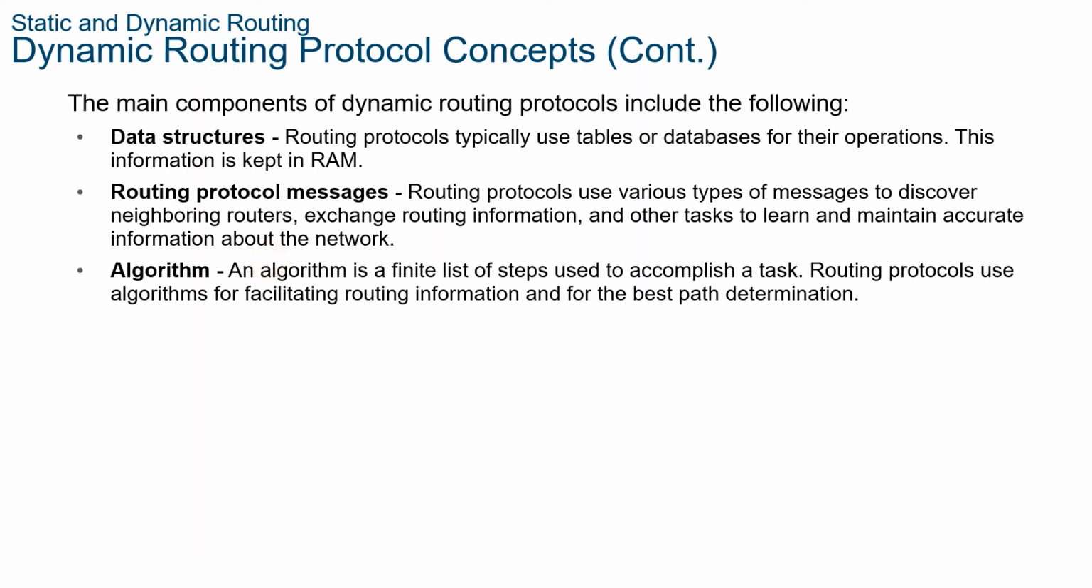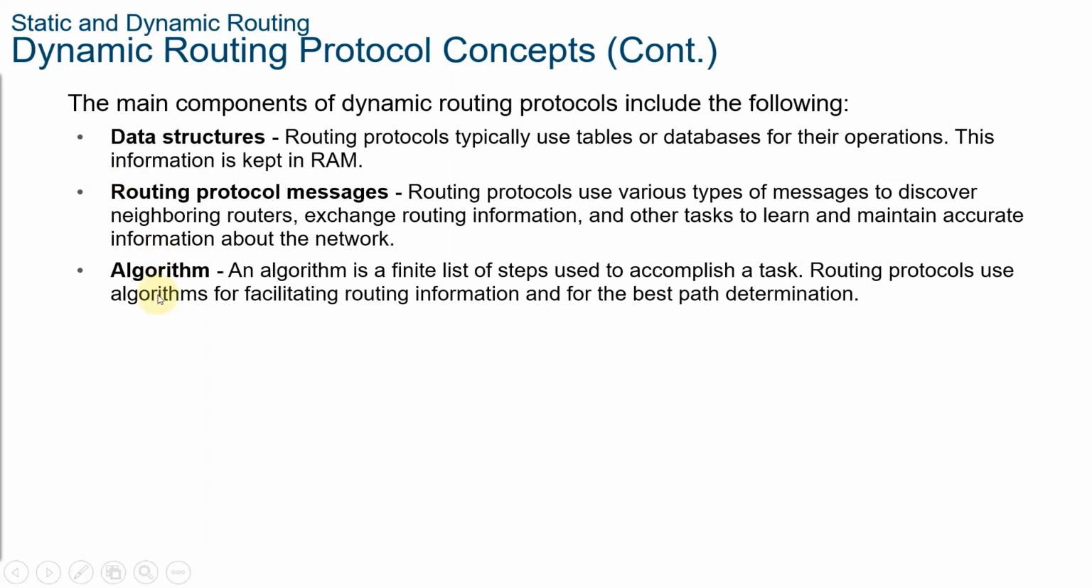The main components of dynamic routing protocols include the following. First, data structures, okay? Routing protocols typically use tables or databases for their operations. This information is kept in RAM. You also have the routing protocol messages. Routing protocols use various types of messages to discover neighbor routers, exchange routing information, and perform other tasks to learn and maintain accurate information about the network.